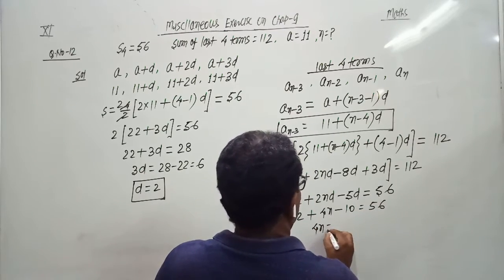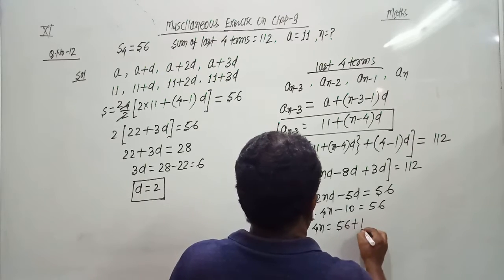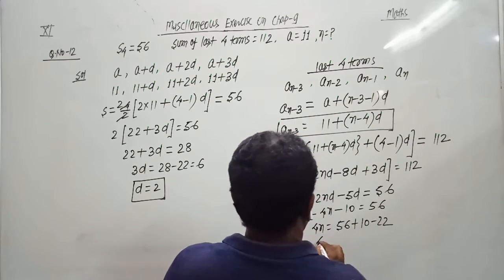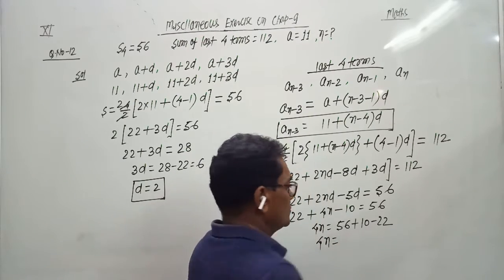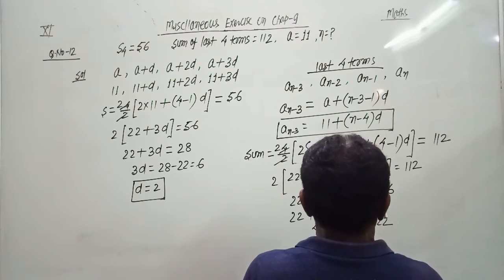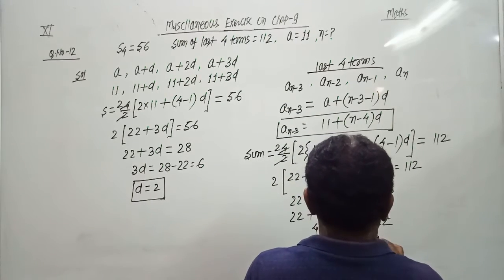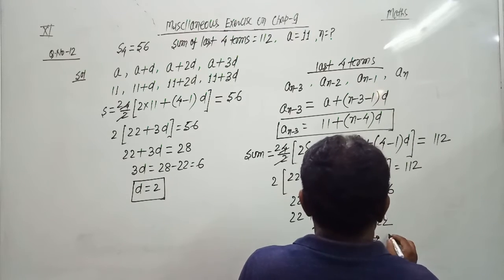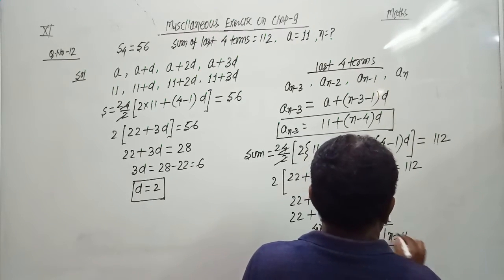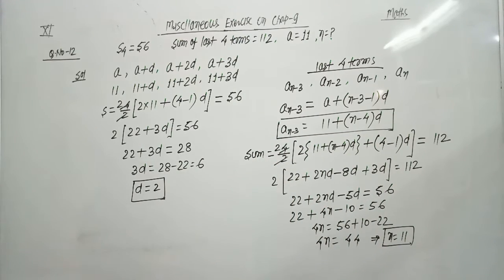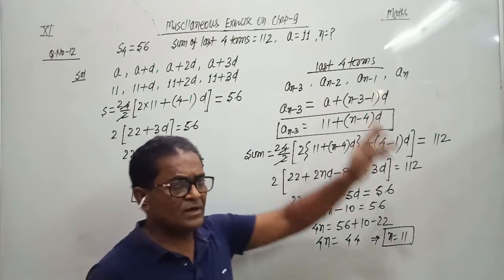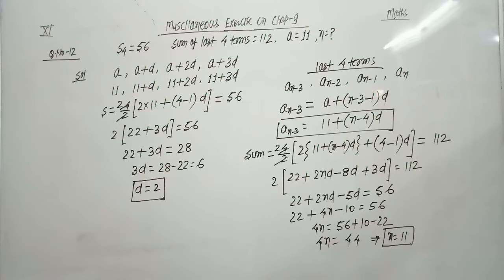And 2n equals 56 plus 10 minus 22. And 2n equals 66 minus 22, that is 44. And n equals 44 by 4, that is 11. The value of n is 11. And when we had to calculate the value of n, we had to calculate the total number of terms. So there are 11 terms.